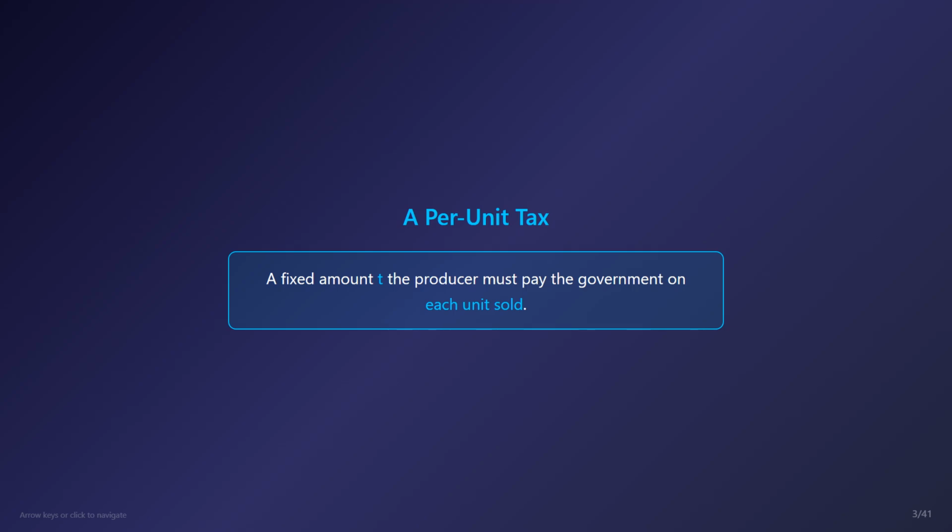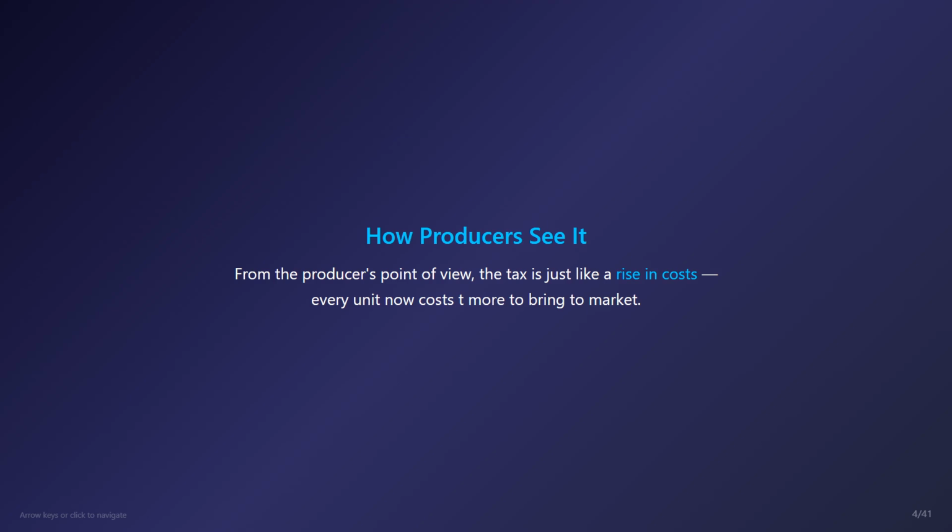That's a fixed amount, call it T, that the producer must pay the government on each unit sold. Sell one more unit, pay one more T. How do producers experience this tax? From their point of view, it's just like a rise in their costs. Every unit now costs T more to bring to market than it did before.